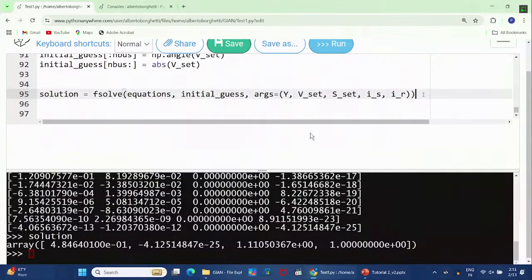So we need just to collect these results from the solution. So I will just put here some storing of the results, so we can put a comment here.